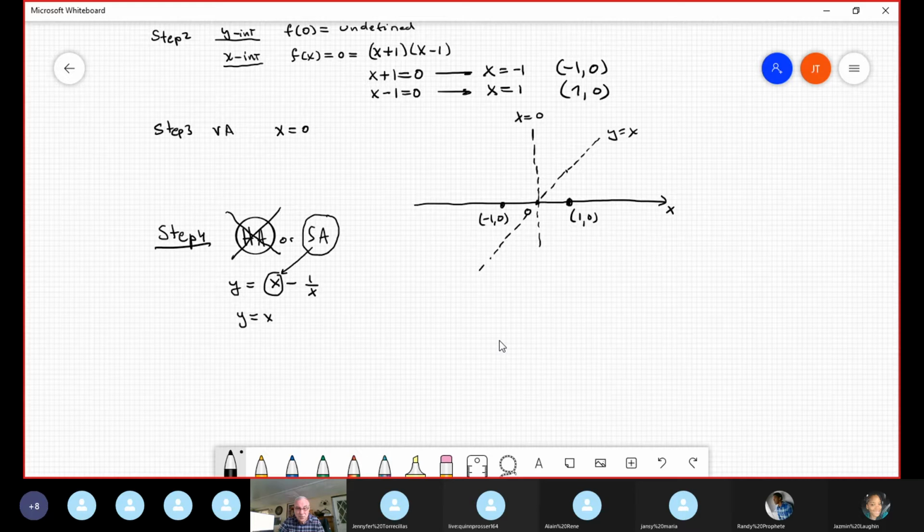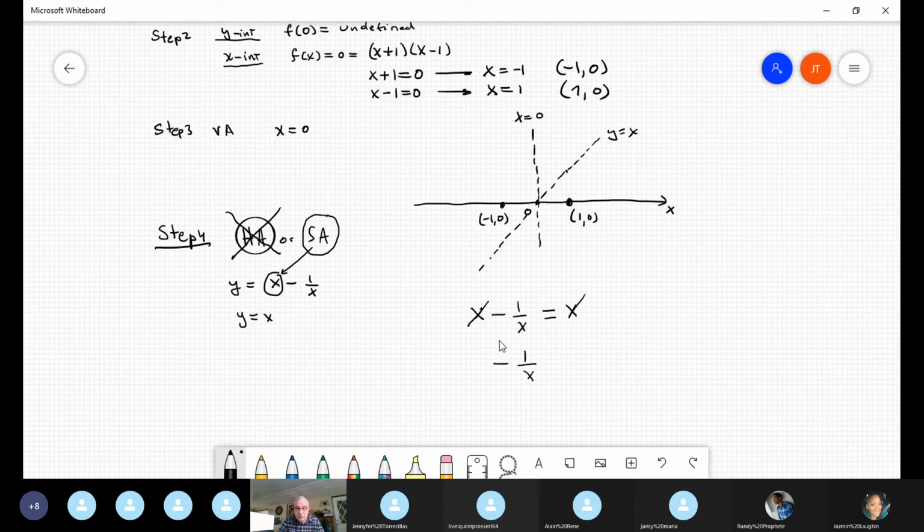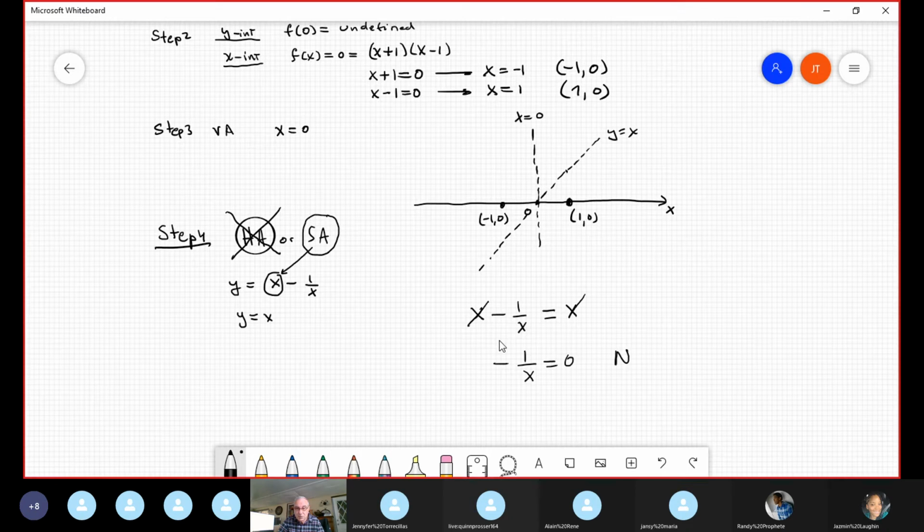Okay, you have x minus 1 over x equal x. Now, I put the equation for the original and the equation for the slant together. This part is canceled. So 1 over x equals 0. And this, we have no solution. In conclusion, the curve never crosses the slant. Never.